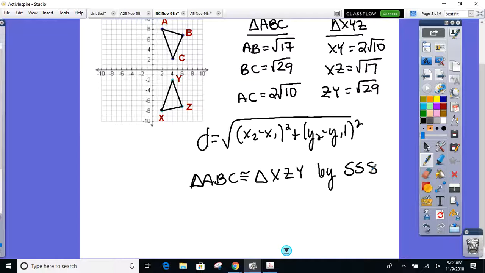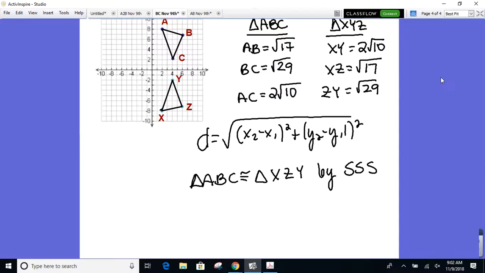Rigid motion does not change size or shape of the original figure. Everybody good? We're all good? Okay, I do want to practice one more with you.